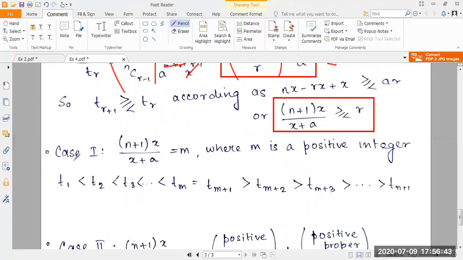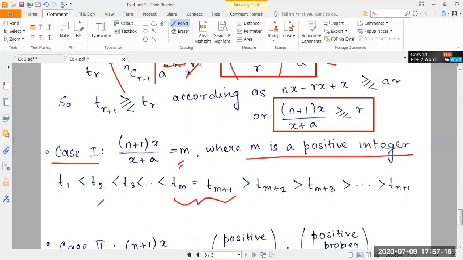Again, similar to the previous case, we have two cases here. But the difference is that in the previous case we had odd and even situations, but here we'll have a different form of approach. So let's say (n plus 1) by (x plus a) is m, where m is a positive integer, so it's a positive whole number. So when r achieves the whole number value, it becomes equal to that number. This is like case 2 of the previous situation that we considered. This is a value that r can achieve.